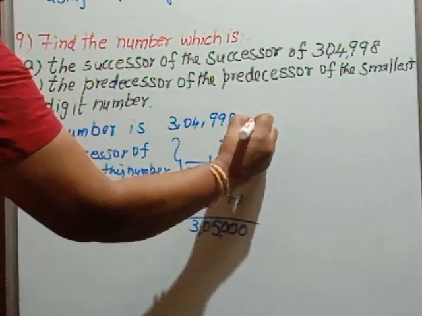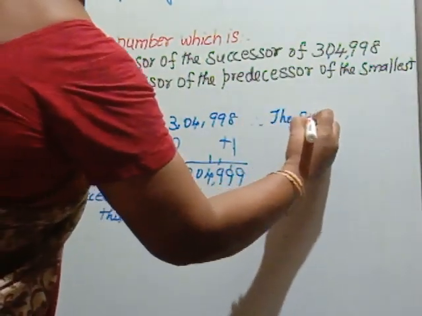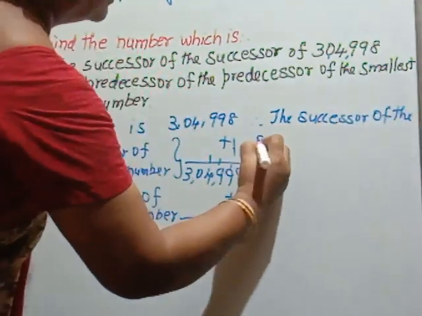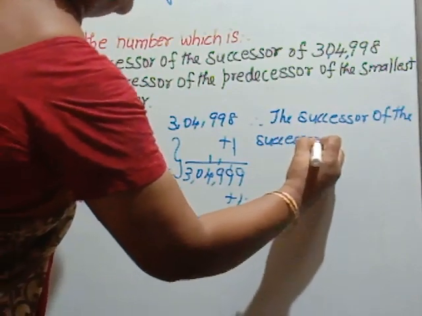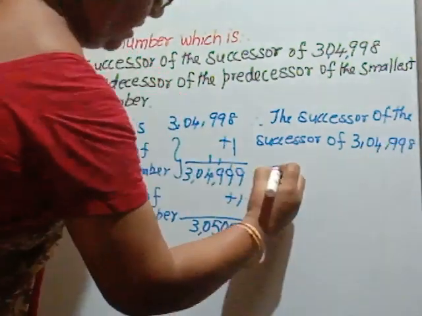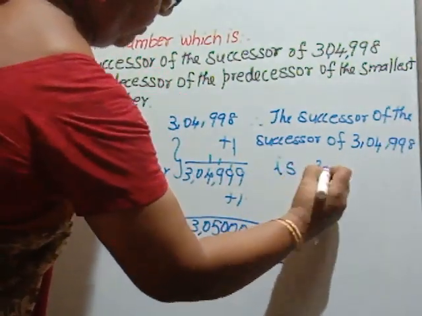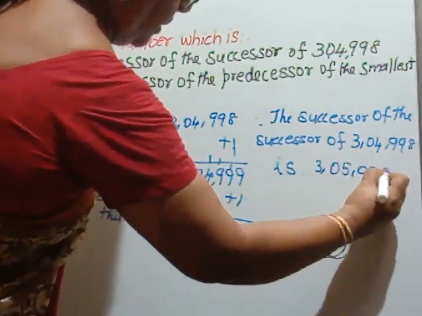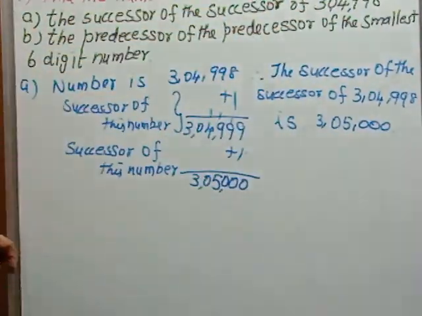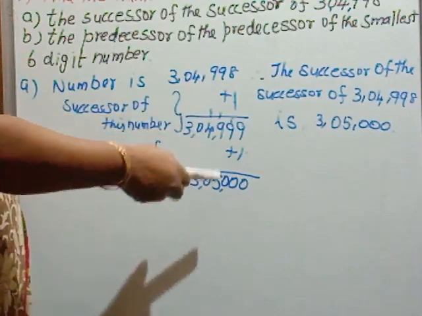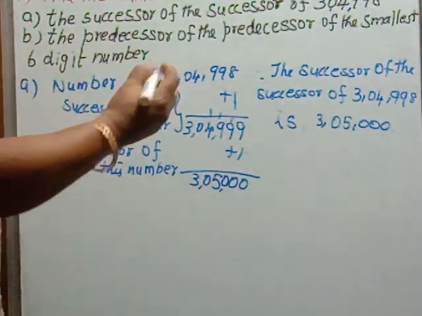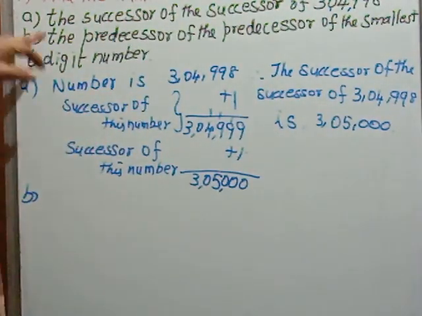Now, therefore, the successor of 3,04,998 is 3,05,000. Understood, children? They are asking the successor of the successor of 3,04,998. So you have to add 2 times, plus 1 plus 1. You can get the successor of the successor of 3,04,998. Now we are moving to the next sum.